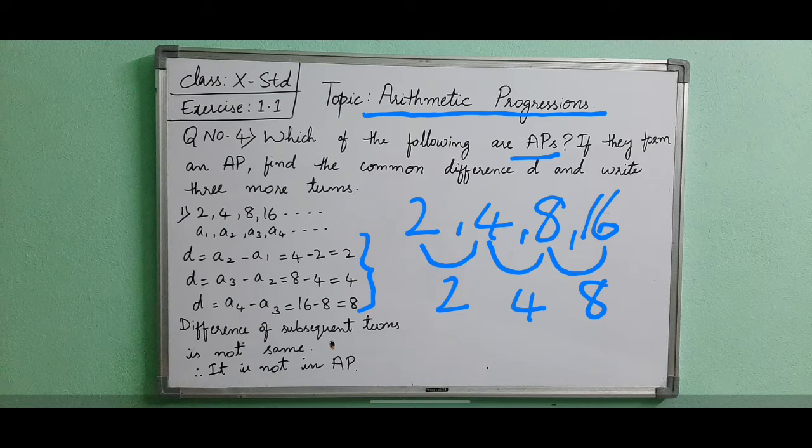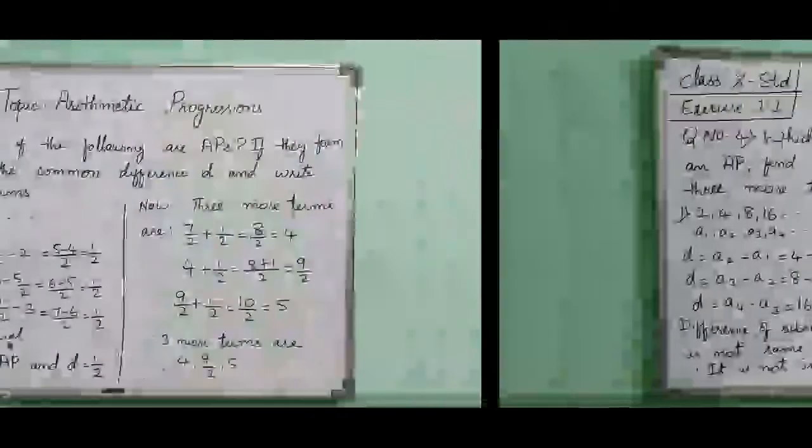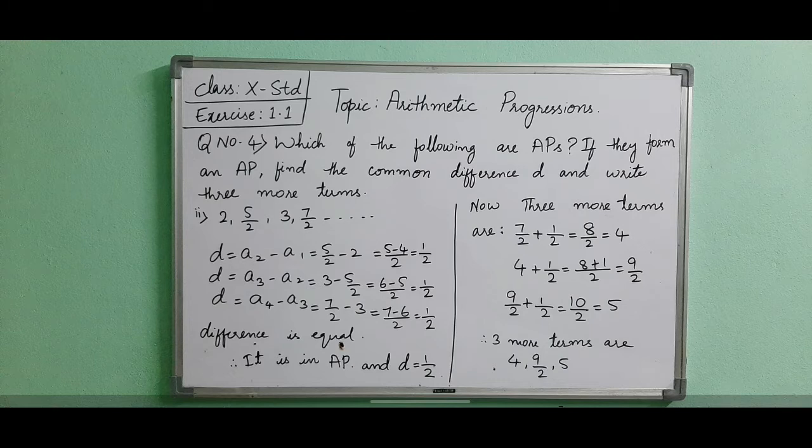So, next question we will see here. What is the next question? 2, 5 by 2, 3 and 7 by 2. Now look at here, if we are subtracting second term and first term, second term is here 5 by 2 minus 2.